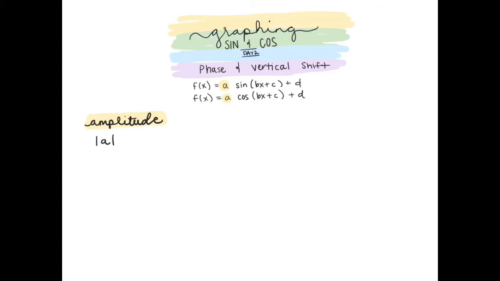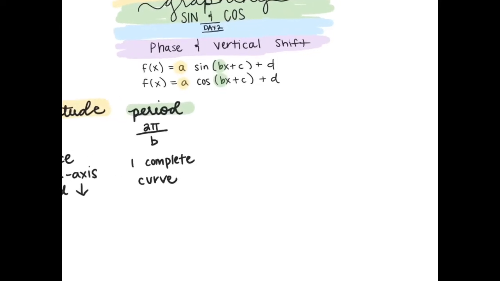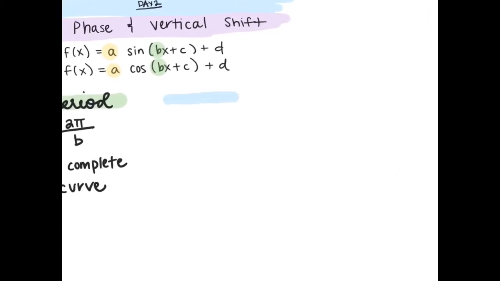Okay, so remember, amplitude, that's coming from our A. The absolute value of A is going to tell us how high above and below the x-axis we are going to go. Next up, we have the period. To find period, we have 2 pi over b. That's going to give us one complete curve. If you're using sine, I use the x-axis. If we use cosine, then I use maxes and mins.